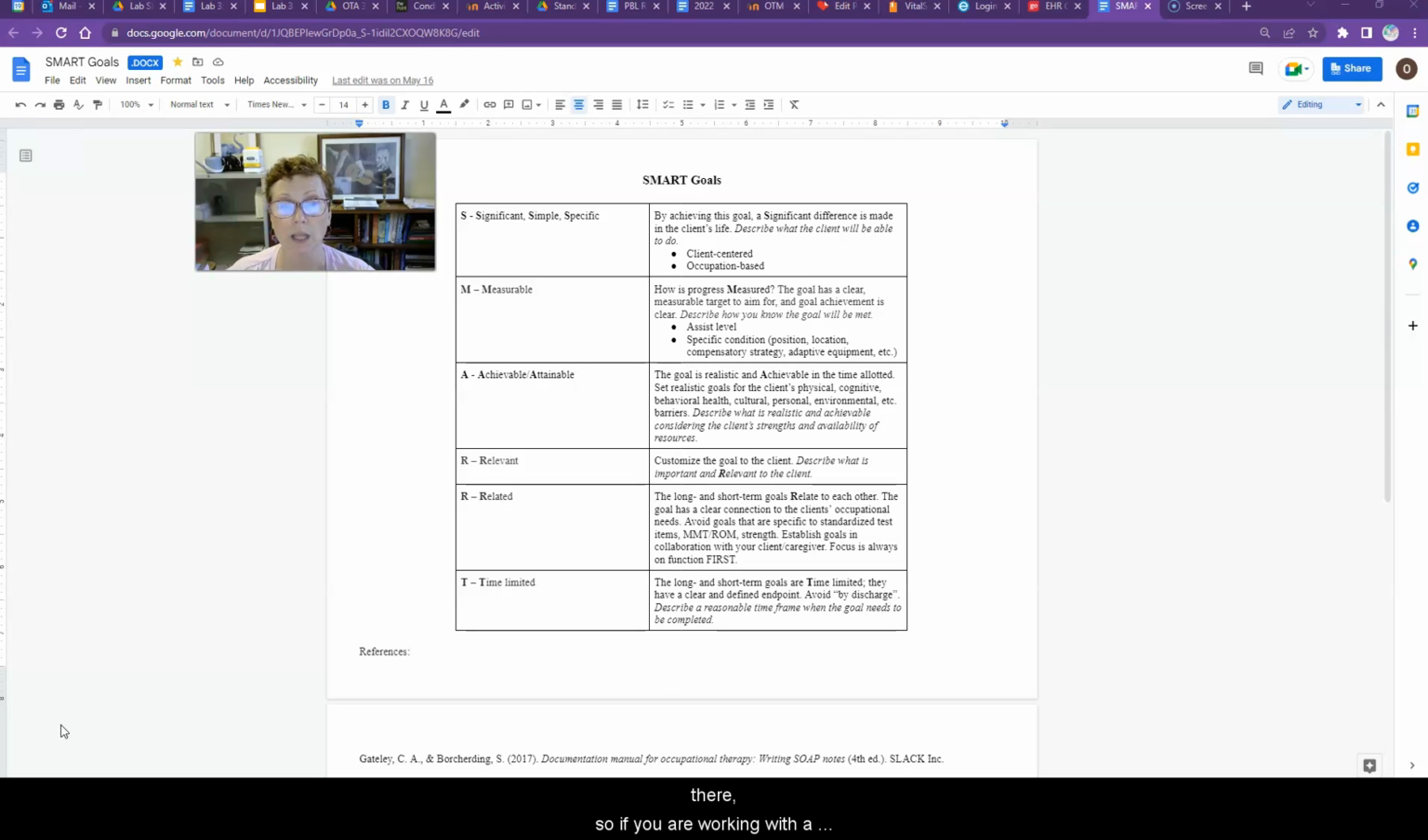If you're working with a client in outpatient, recognize that every day when they come in, you're working on a goal. It could be that the goal is met within that one day, within that one therapy session. Then realistically, how long are you going to be seeing that client in outpatient? How long are you going to be seeing that client in a skilled nursing facility? That will help you understand how to create the time limit for how long you're seeing the client.